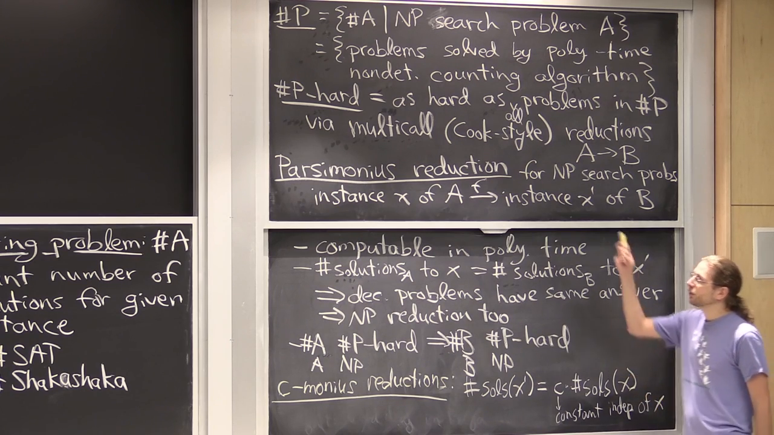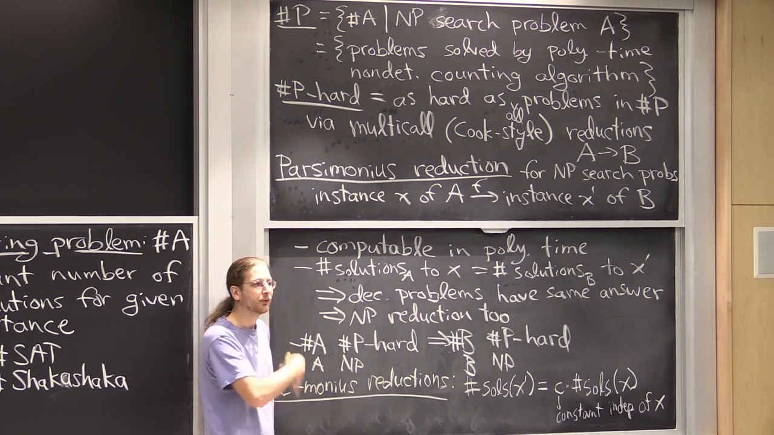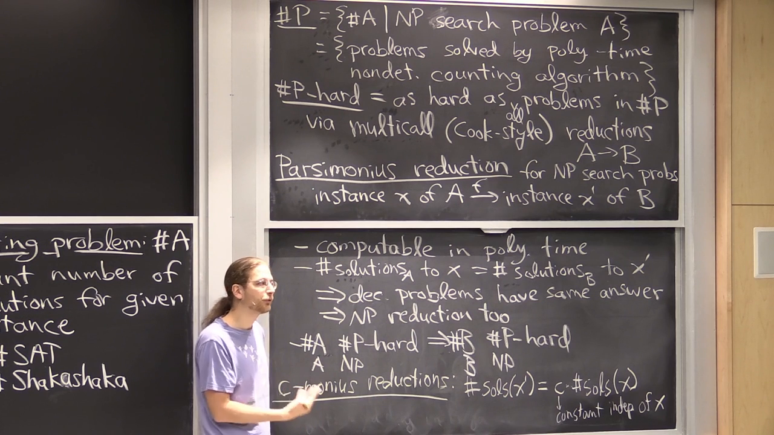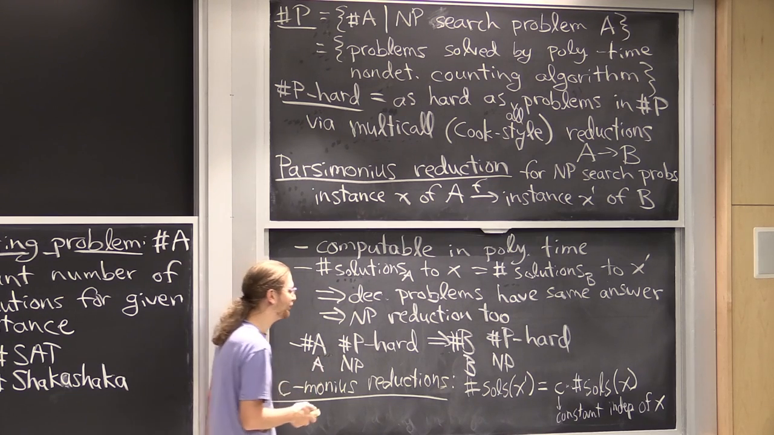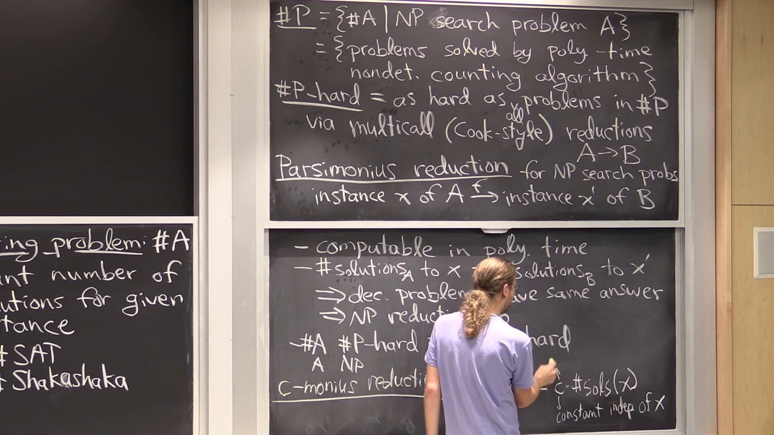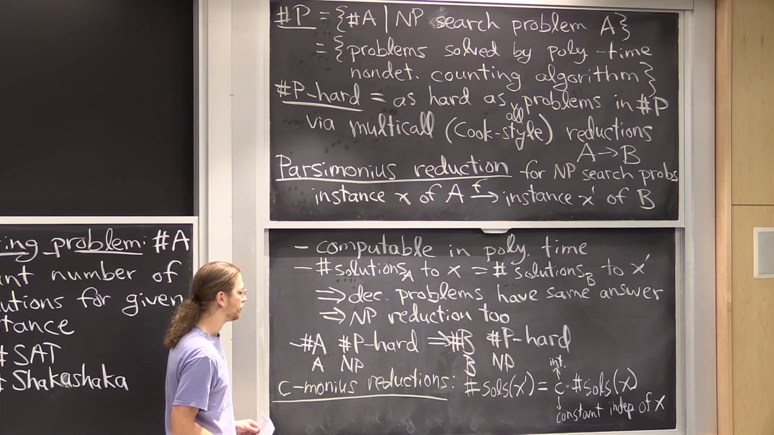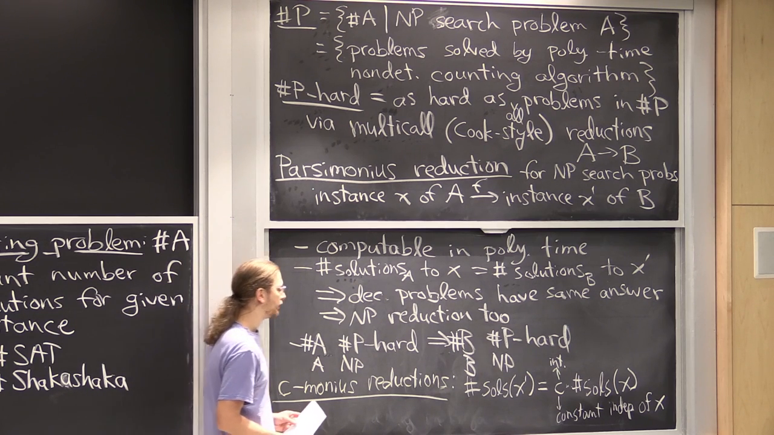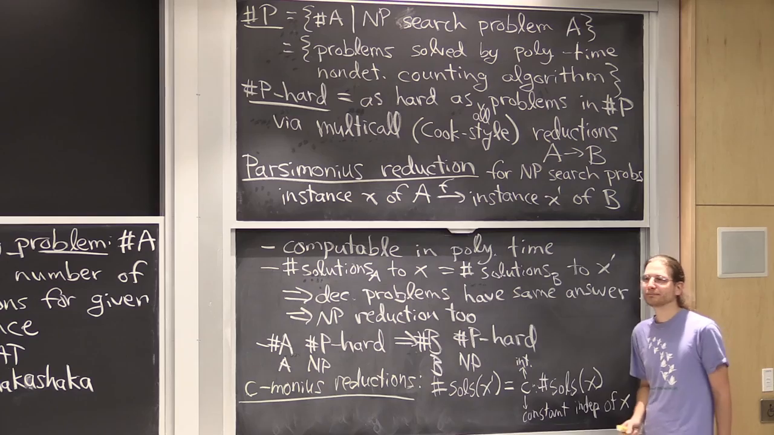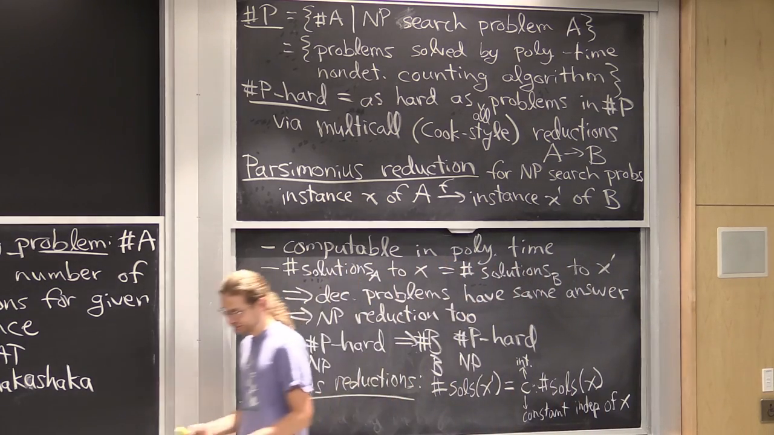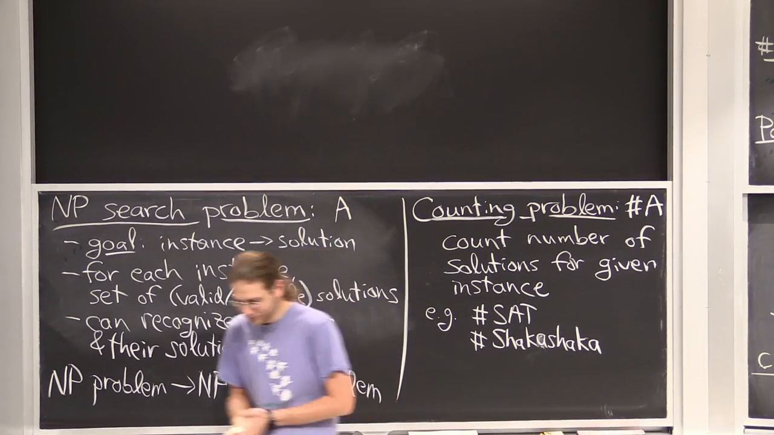This would be just as good from a #P perspective, because if I could solve B and I wanted to solve A, I would convert A to B, run the thing, then divide by C. There will never be a remainder, and then I have my answer to A. As long as C is not zero. C should be an integer here. We will see a bunch of C-monious reductions. I guess it doesn't have to be totally independent of x. It can depend on things like n, something that we can compute easily. Shouldn't be too dependent on x. All right, let's look at some examples.